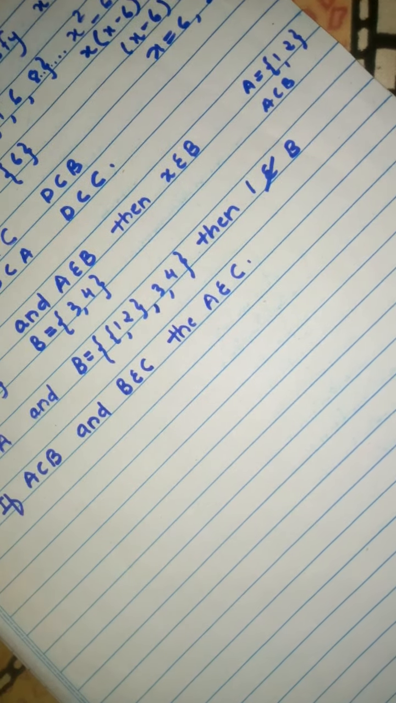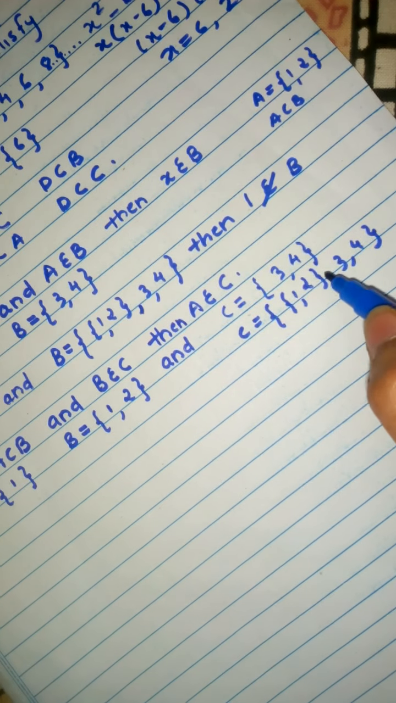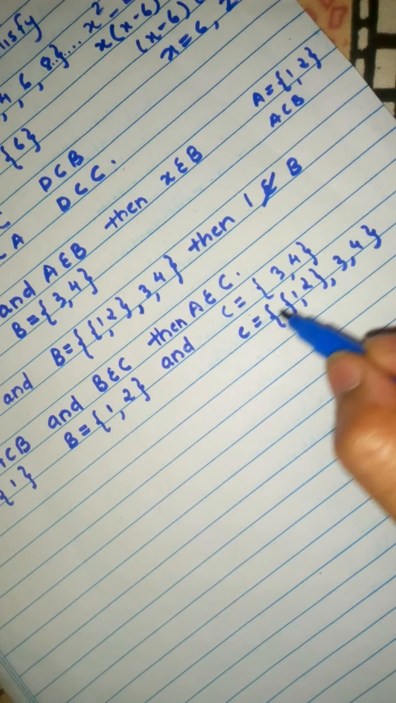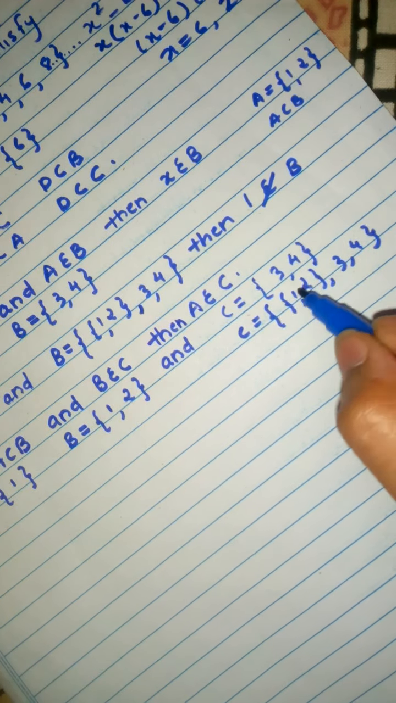Now B belongs to C, then what they are saying is that A should belong to C. But here we can see that this set A does not belong to C. We cannot see the set {1} in C. So for this reason also this statement is false, and you can see this example.